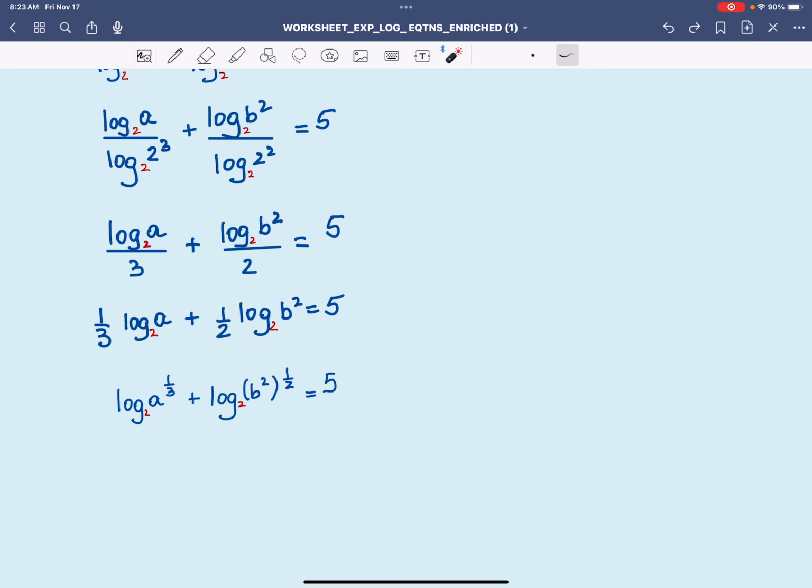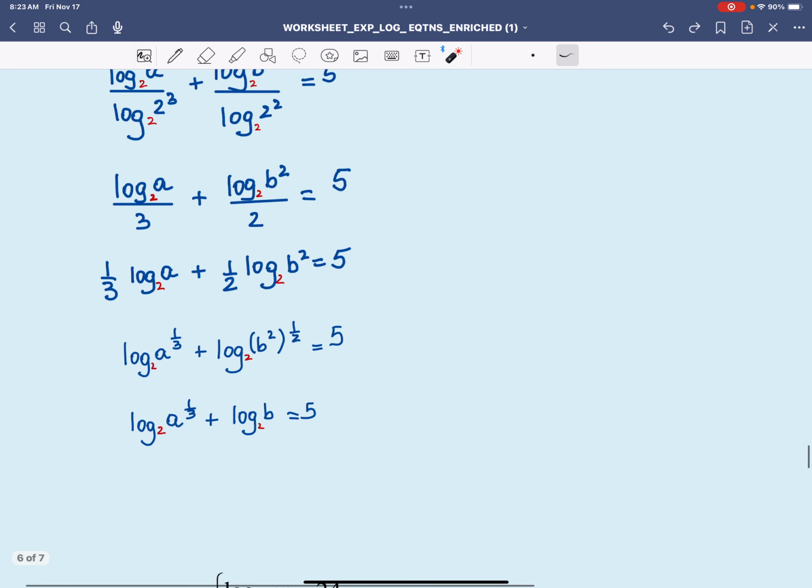Now we can say that with a little bit of TLC, these terms can look slightly better. So the only change I made in here is 2 to the power 1 over 2. That becomes a power 1. And now I would say with 100% confidence that we're ready to combine these two terms. And we have the sum of two logs, same base, which means that a to the power 1 over 3 and b can be brought together inside the log in product form equals 5.